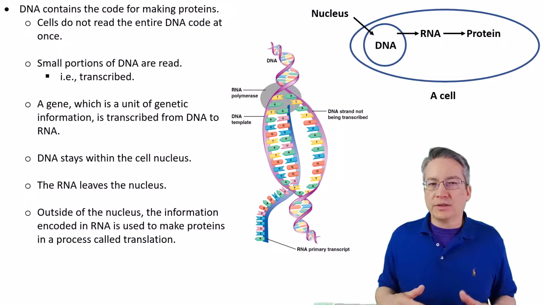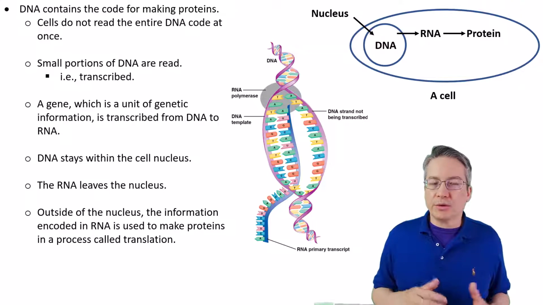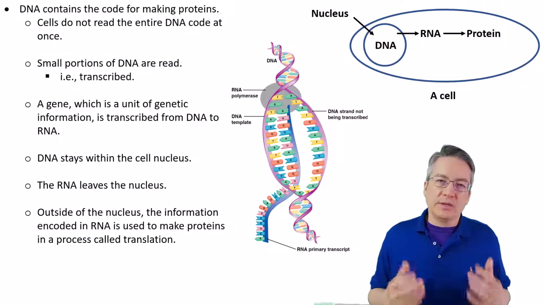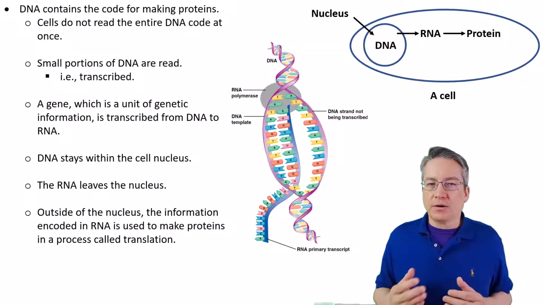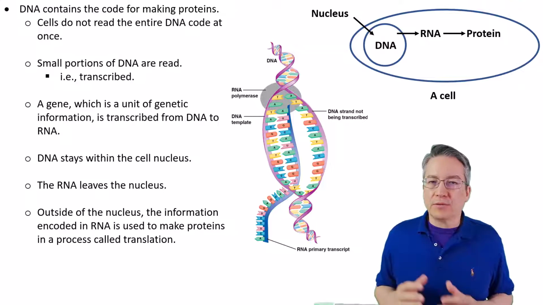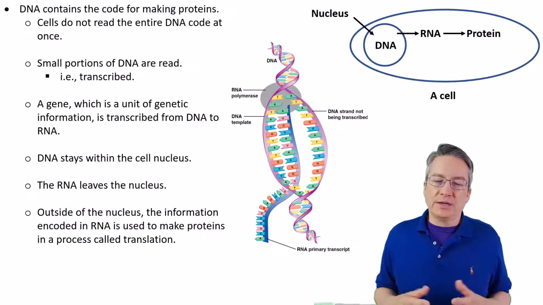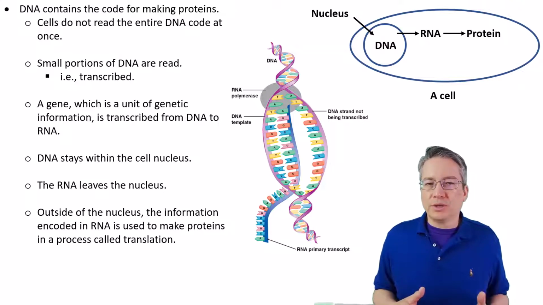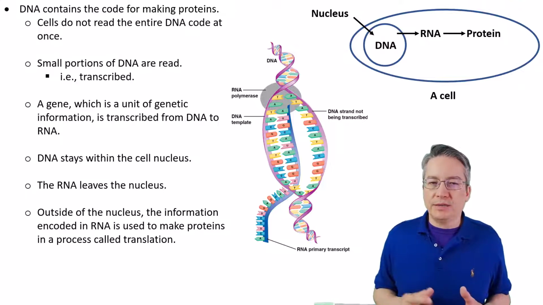In previous videos, I talked about the chemical nature of DNA and RNA, how they're similar, how they're different, and so forth. In this video, I'd like to wrap things up a little bit by talking about exactly what DNA and RNA do. DNA contains the code, the genetic code for making proteins. Cells do not read the entire DNA code all at once. Small portions of DNA are read, and the technical term for this is transcribed. A gene, which is a unit of genetic information, is transcribed from DNA to RNA.